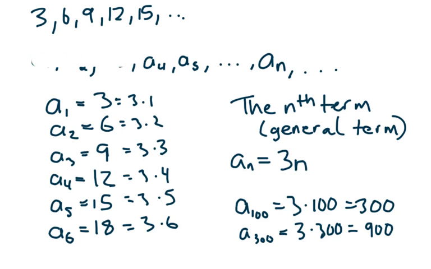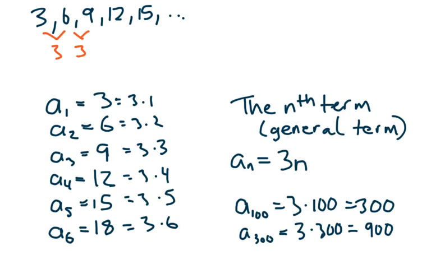Now if we take this example again, and because I said this was an arithmetic sequence, we should be able to find the differences between each pair of terms. 6 minus 3, 3. 9 minus 6, also 3. 12 minus 9, also 3. And 15 minus 12, also 3. Every one of these differences was 3.